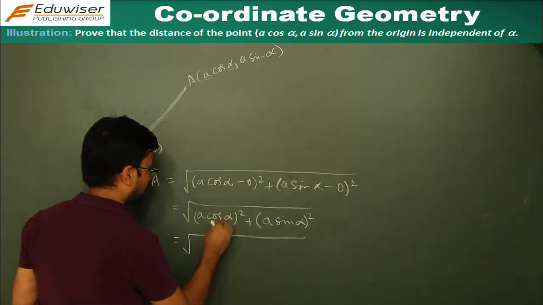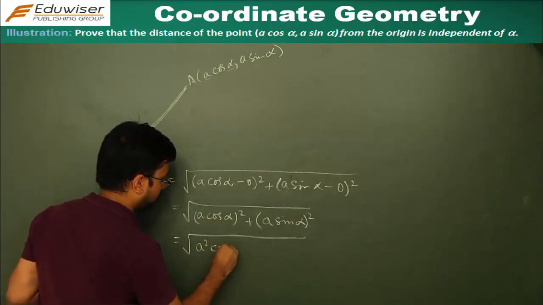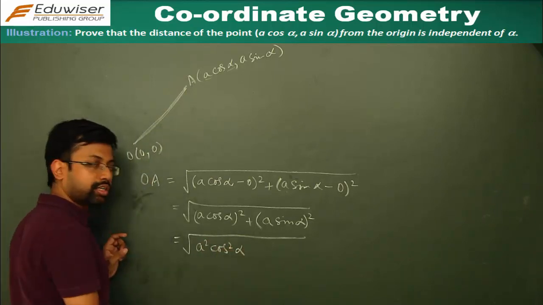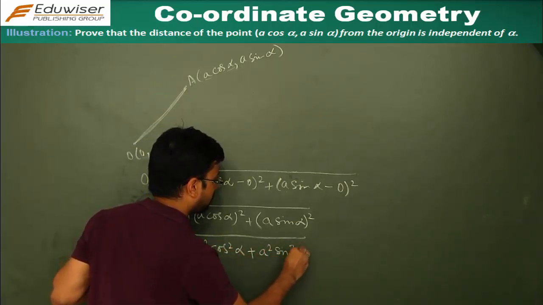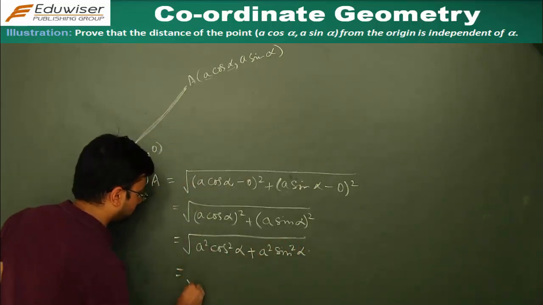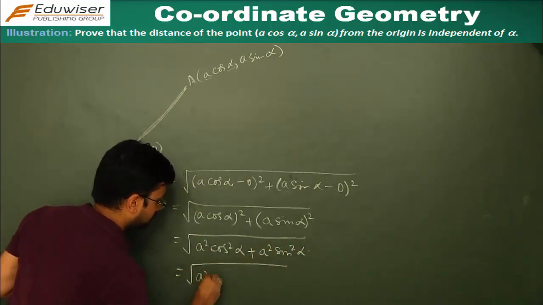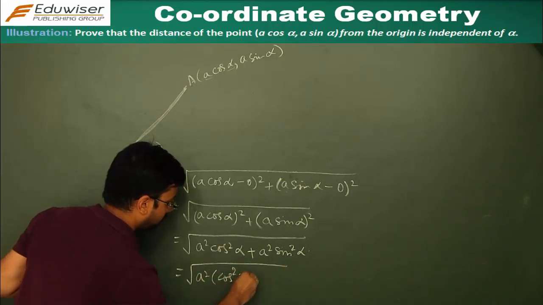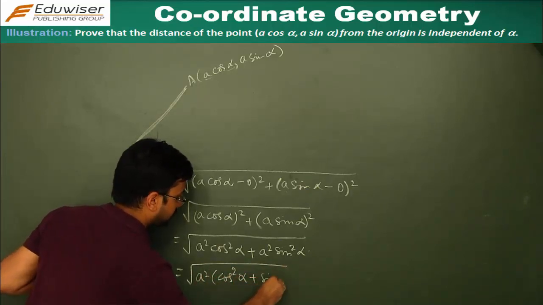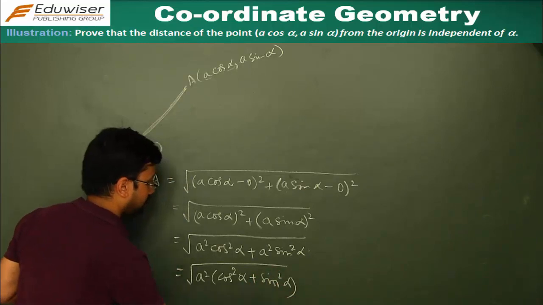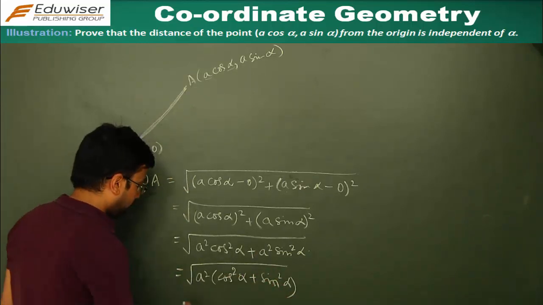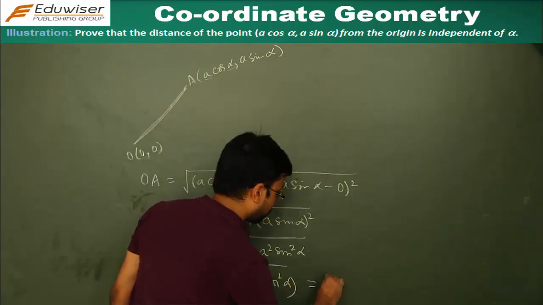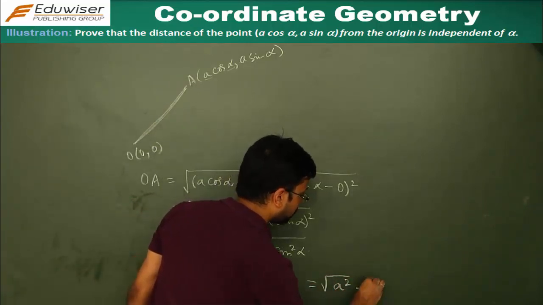What is this? It's a square cos square alpha. Cos alpha square is written as cos square alpha, and this will be a square sin square alpha. a square is going to be constant, so common would be cos square alpha plus sin square alpha. And what is cos square alpha plus sin square alpha? It is always equal to 1. Hence, what do you get? You get root over a square, which is equal to mod a.